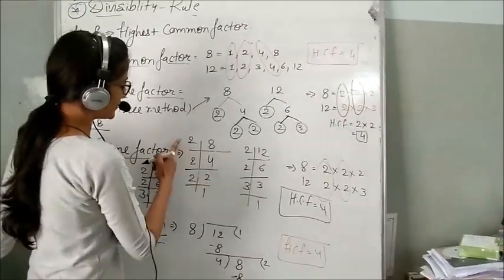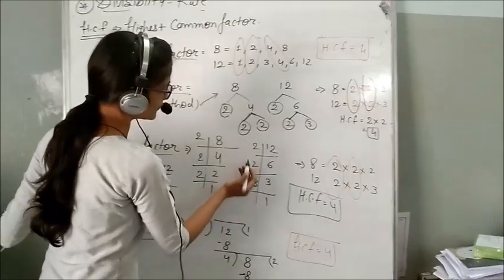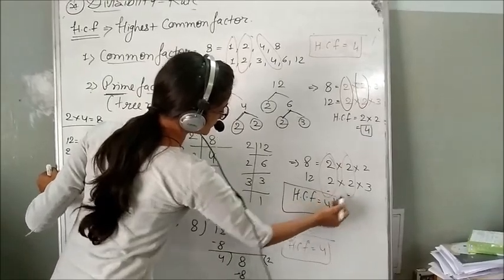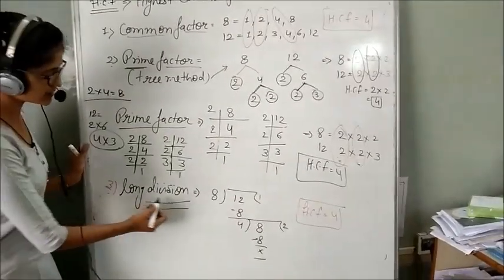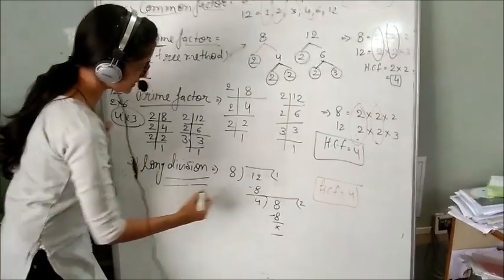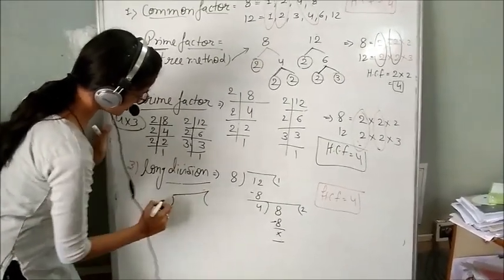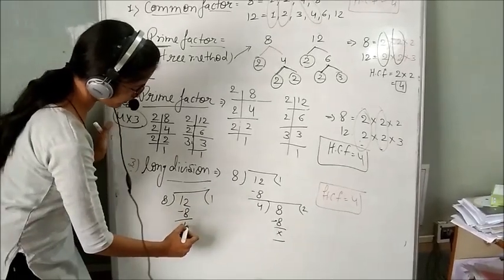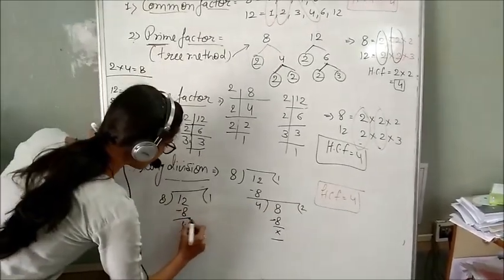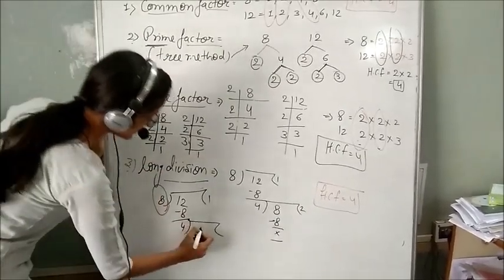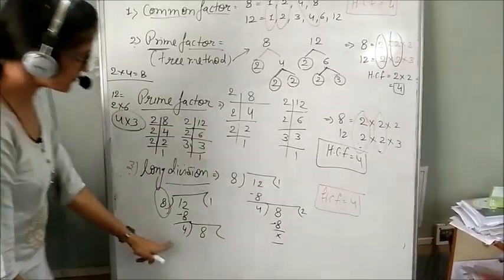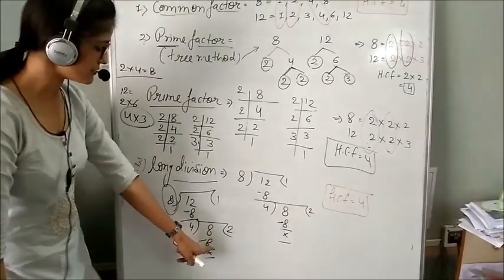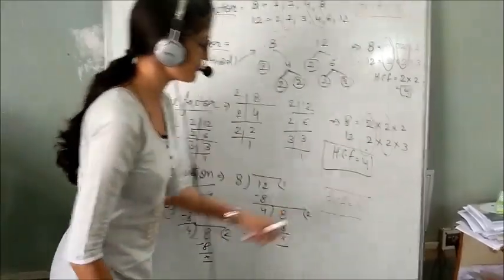Now we write 8 as 2 into 2 into 2 and 12 as 2 multiply 2 multiply 3. Find the common factors. Here are 2 pairs. So 2 2s are 4. Now the last is the long division method. We do the division here. 12 is divided by 8, 8 1s are 8. Now the remainder is 4. Now we divide again and write the division here. Now 4 into how many is 8? 2 times, and 4 is the number that completely divides this number, so the HCF is 4.